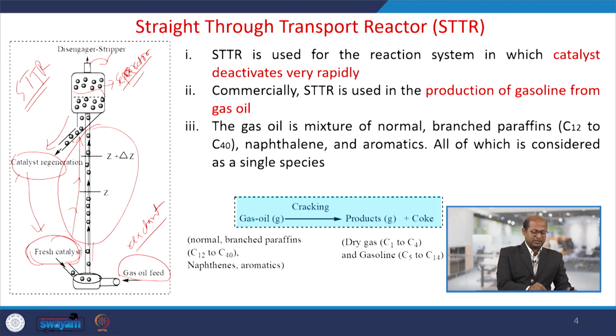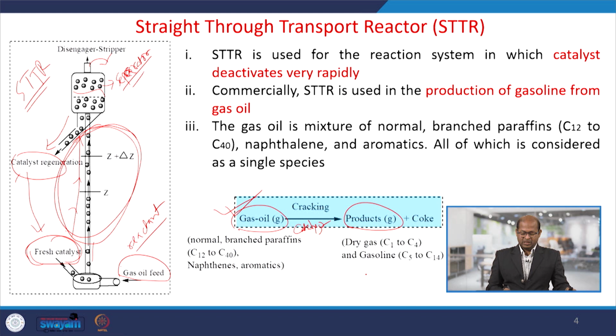Here, this particular zone is the straight through transport reactor. In this type of reactor, say for gas oil cracking reactions, the gas oil in the vapor or gaseous phase would be cracked in the presence of the catalyst, and then some gaseous products may form, and dry gases, maybe C1 to C4, that is methane, ethane, propane, butanes, may form as lighter gas.